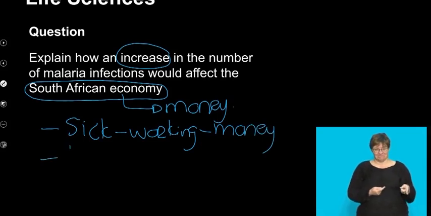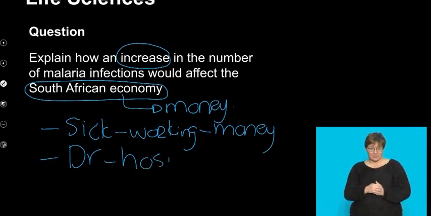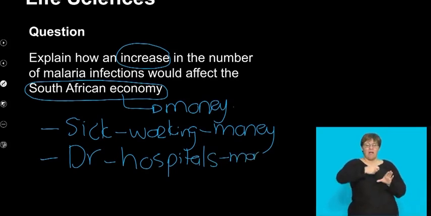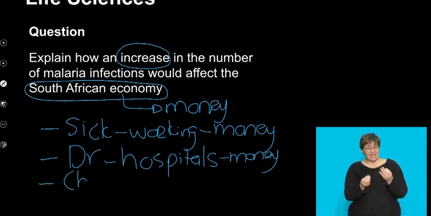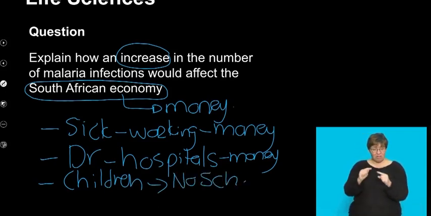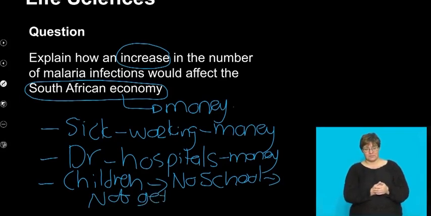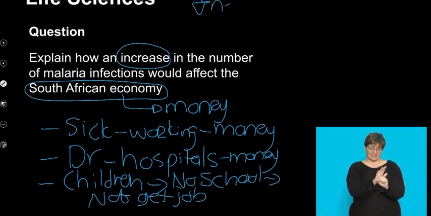People have to go to the doctor if they are sick. So they're going to go to the hospitals. So that means a lot of money, with medication, etc., at the hospitals. What else? If children are sick, what do they do? They don't go to school. If they don't go to school, they don't pass. And if they don't pass, they're not going to get a job. All of this is going to have a negative effect on the economy.